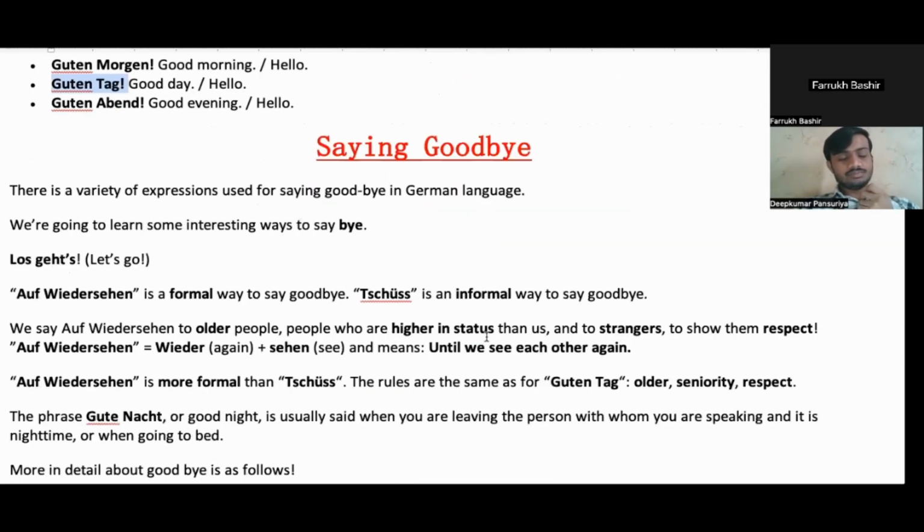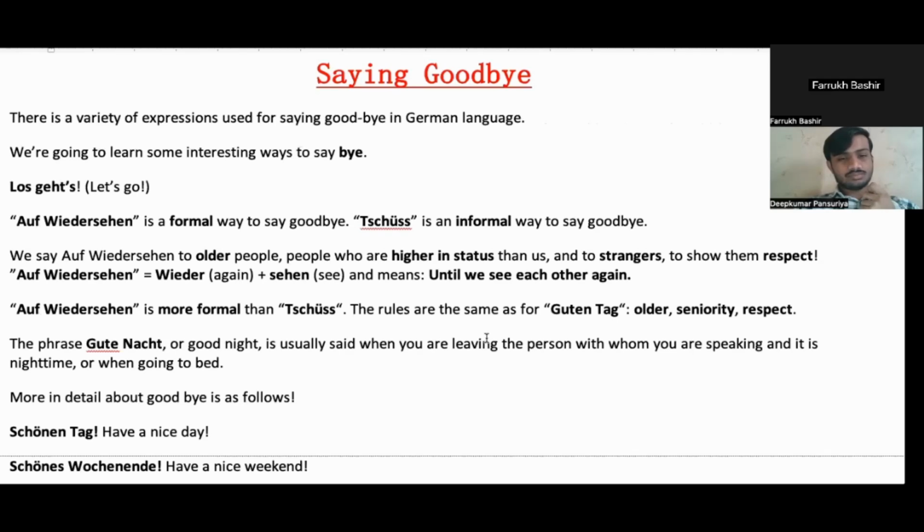So next we have how to say goodbye. There are many expressions that we can use to say goodbye in German. The first one we have is "auf Wiedersehen". That is a formal way to say goodbye. You can use "auf Wiedersehen" with older people and with strangers to show them respect. Basically, this is a formal way, so we use it for strangers and older people.